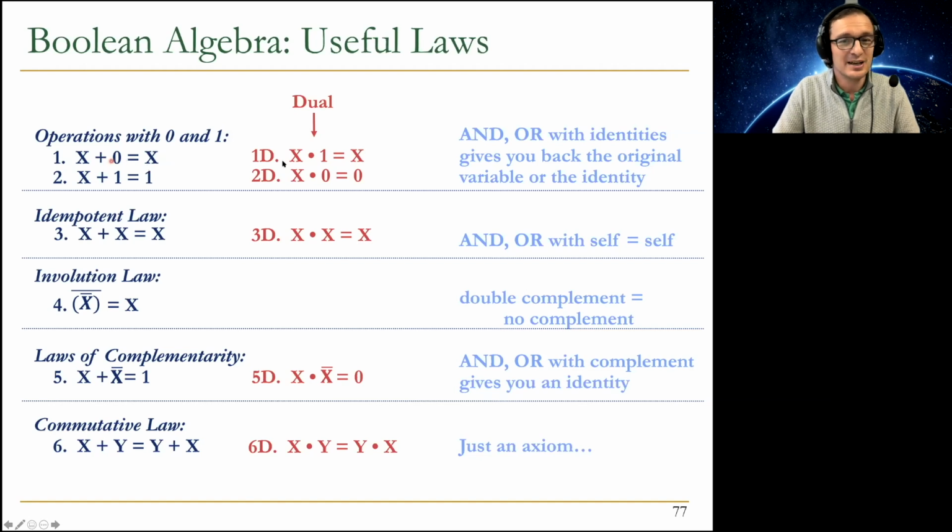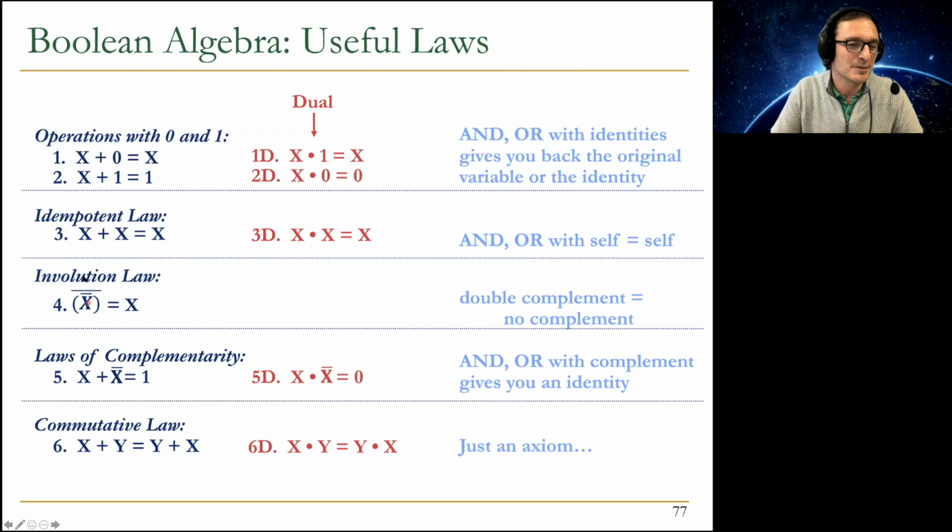So basically, we change AND to OR, going from right to left over here, and 1 to 0, and similar over here. So basically, hopefully these are clear. Idempotent law means that X or X is X, and X and X is X. Hopefully that's clear. Again, that's Boolean algebra.